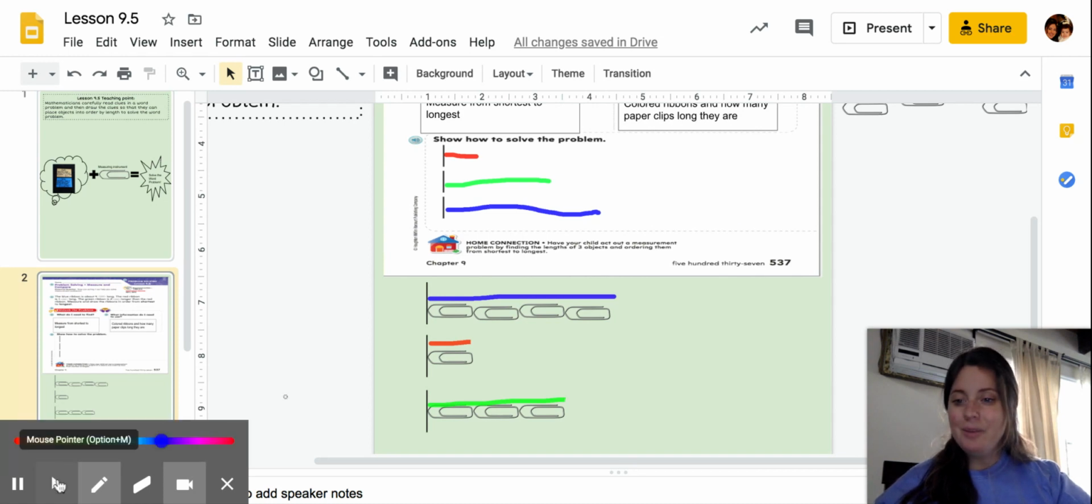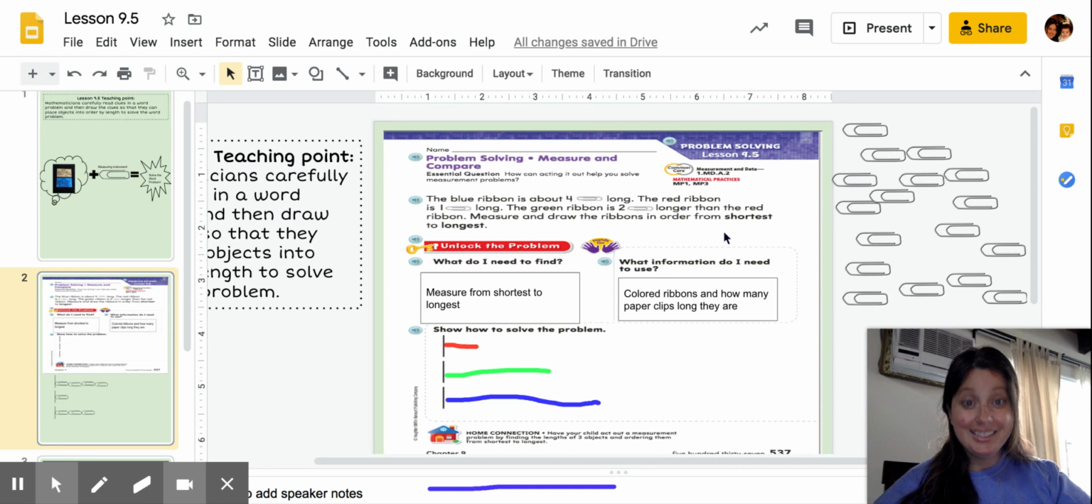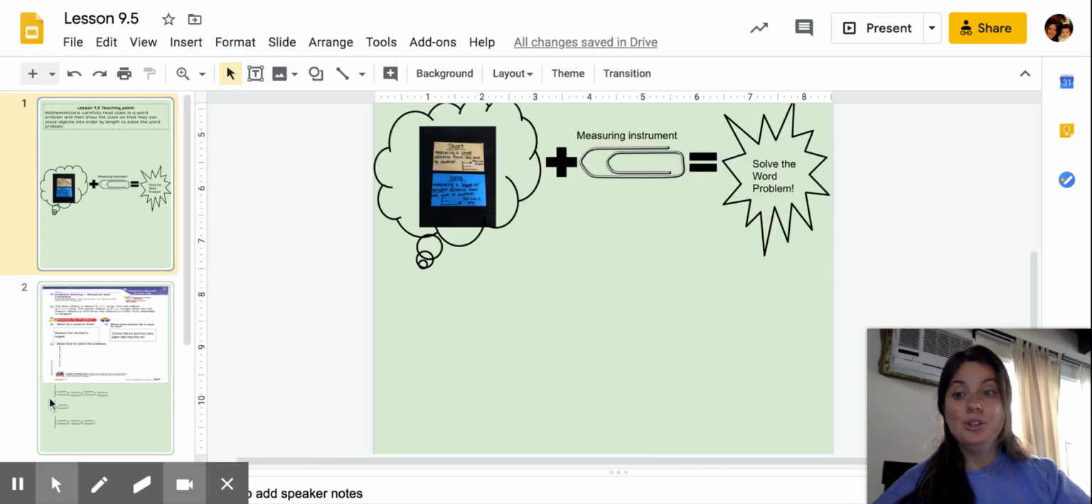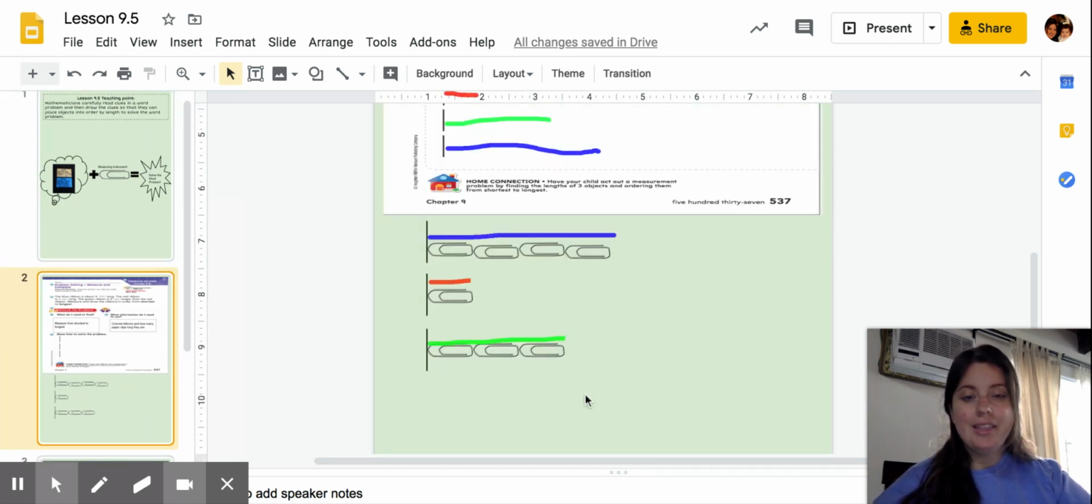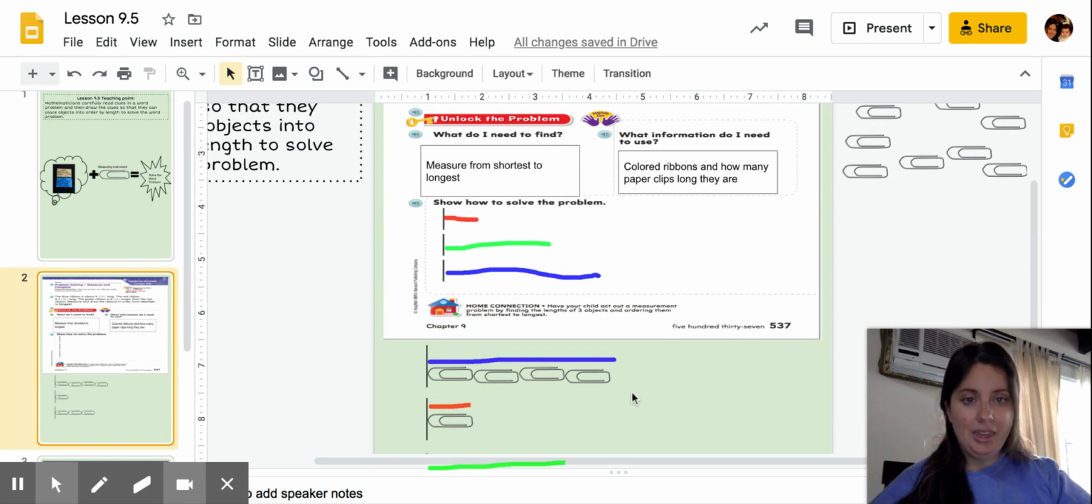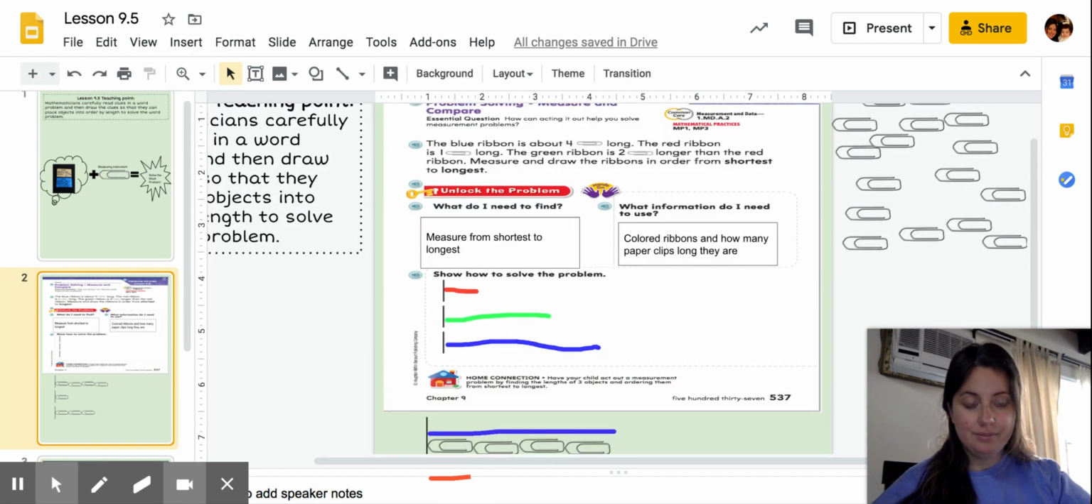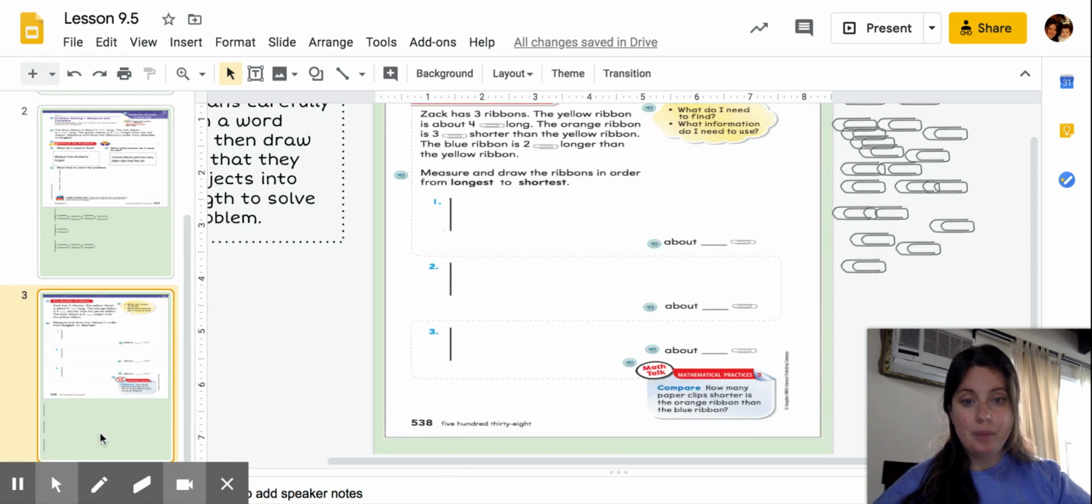Now is my problem in order from shortest to longest? It is, and I use the clues to help me figure that out. Okay, we're going to try again with this next problem.